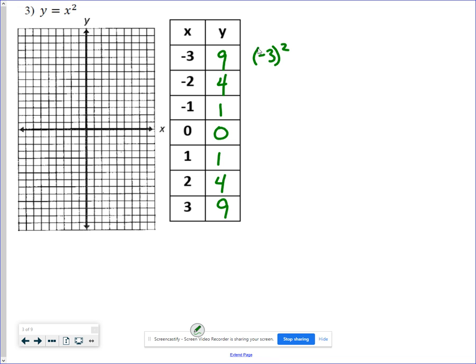(-3, 9) is way up here. (-2, 4). And (-1, 1). So these are all decreasing, not quite linear, but then we go to (0, 0), and then it turns around and it starts increasing again. So (1, 1), (2, 4), and (3, 9).